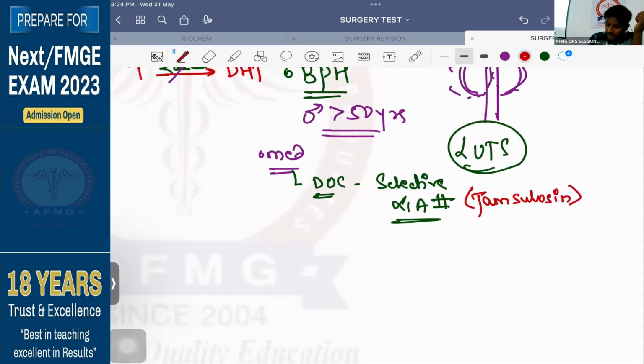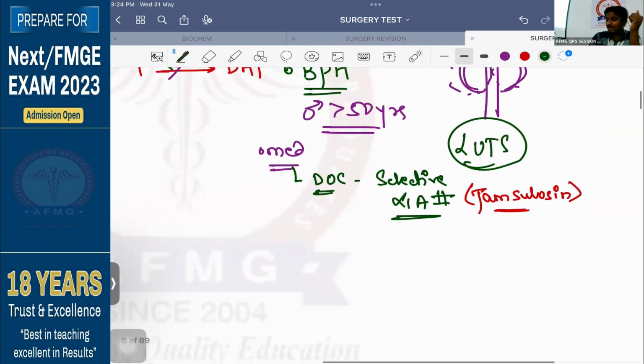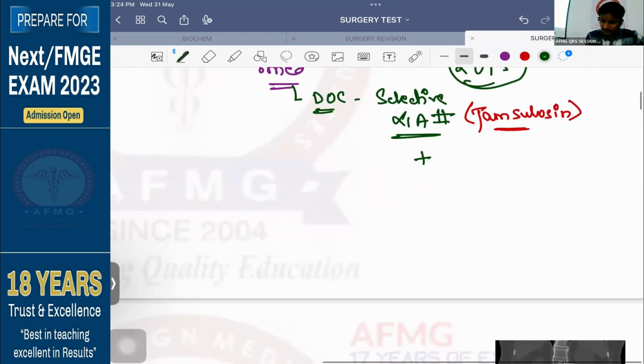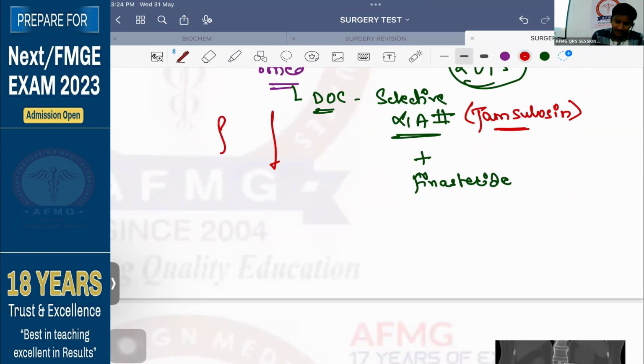So drug of choice is definitely a selective alpha 1A blocker called tamsulosin, or another drug in the group is called silodosin. Along with that, definitely we will give a 5-alpha reductase inhibitor. And what is that drug? Finasteride, which will help in decreasing the size of the prostate. But if medical management fails, then I'll go for the definitive management. And what is that definitive surgery? TURP. What is TURP?